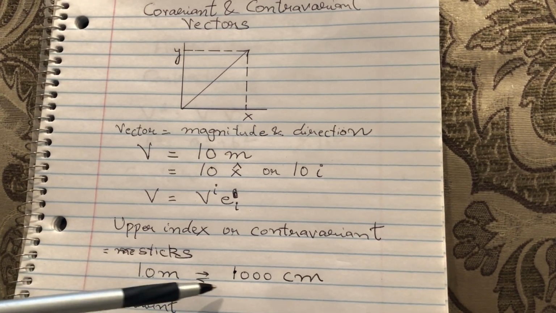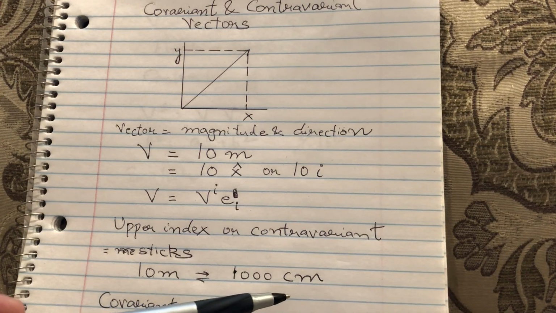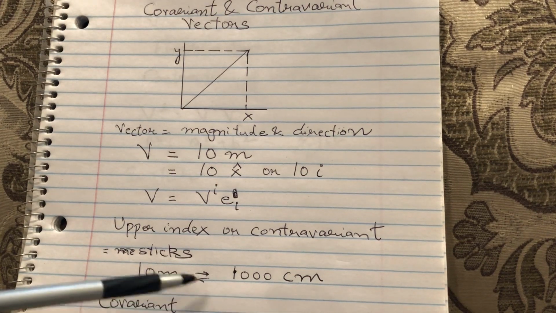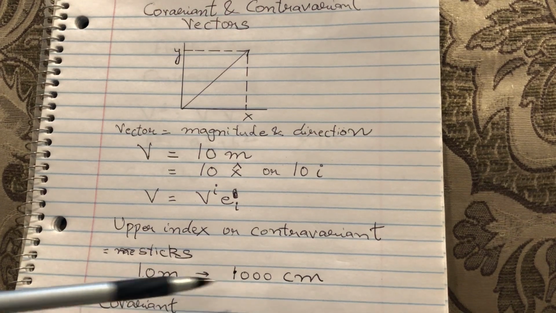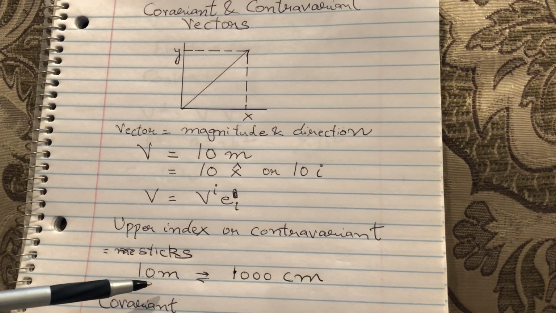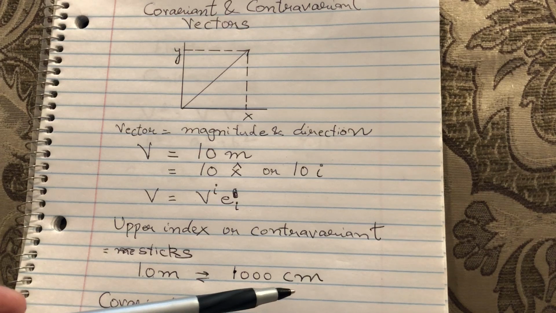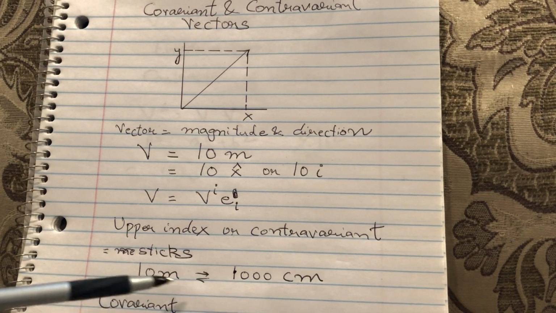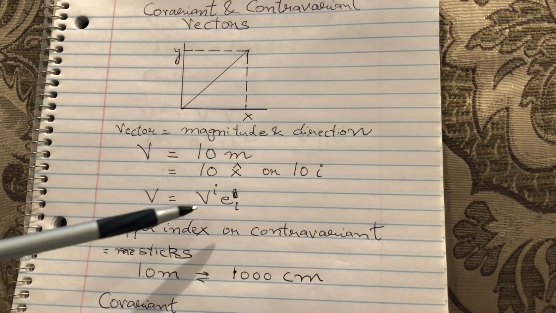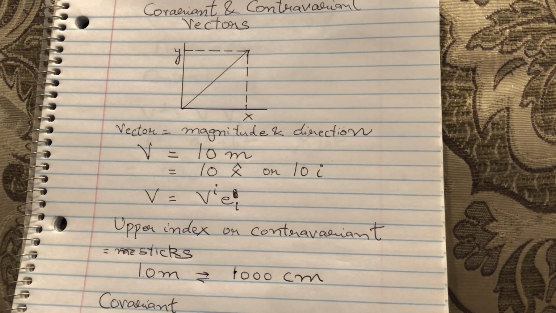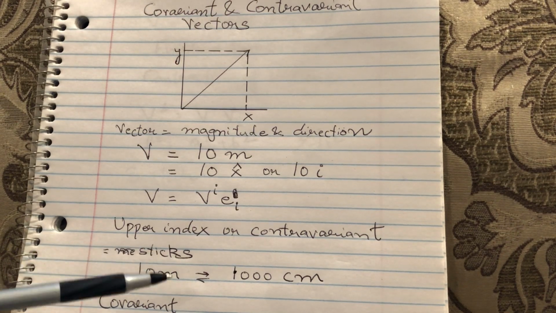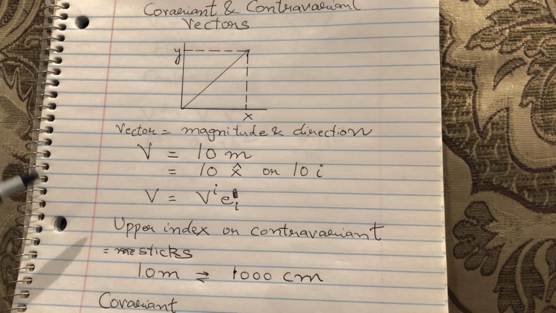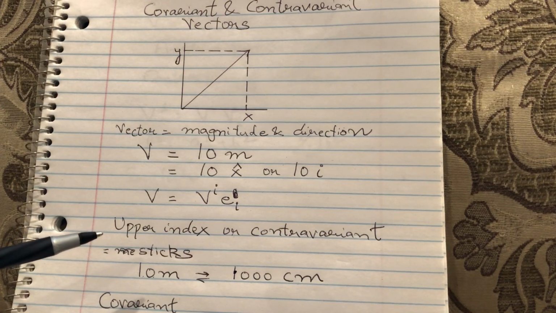These are the magnitudes. Now, if you change the basis vector, like here, from centimeters to meters, we have made the basis vector bigger. If you do that, the magnitude goes in the opposite direction. So increasing the basis vector leads to a decrease in the magnitude of the upper index vector. That's why it's called a contravariant vector. It contravaries with the change of basis. That's what the name means.